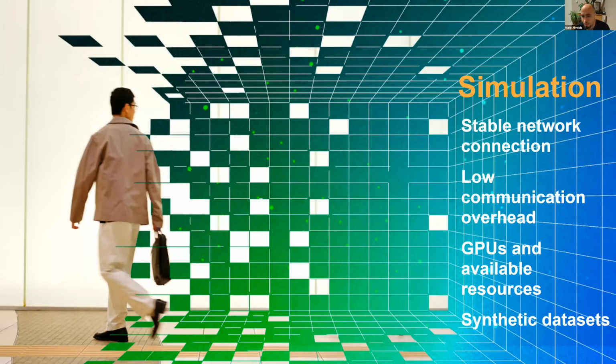So in the first part, let's look at what we generally consider a simulation environment for federated learning. Typically, if you're doing federated learning, be it on your local machine, on your university cluster, or over the cloud, you have a pretty good, stable network connection, often even gigabit. You have low communication overhead. You also have a lot of GPUs available, typically a lot of resources.